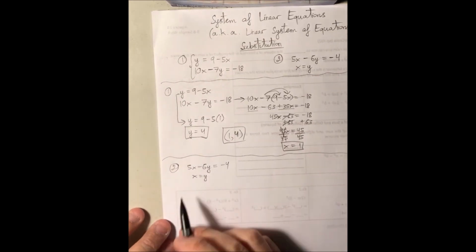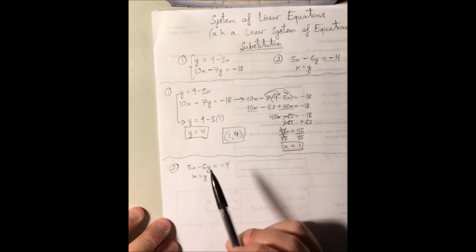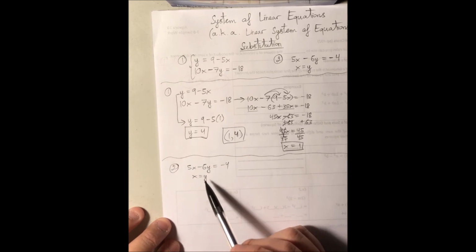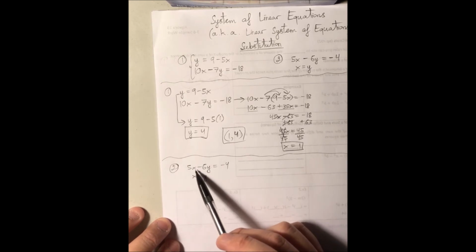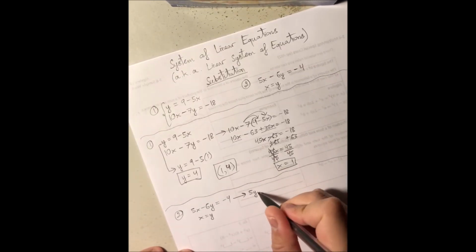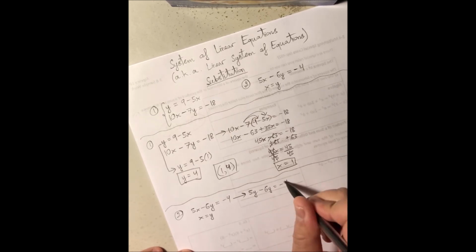And hey, conveniently enough, we get x equals y, which is the same as y equals x. So earlier, I replaced the y. Now I'm going to replace the x. Well, we got x equals y, so replace the x in the first equation with the y. So that means I'm going to have 5 times y instead, minus 6y equal to negative 4.